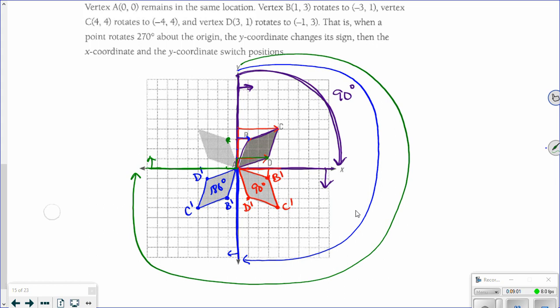Point B was along my reference line by 3 and 1 away. And then to get to C, it was along my reference line 4, 4 away. So this is my shape after it's been rotated 270 degrees. Okay, I like this way better. I like to think about how these things are going to turn.